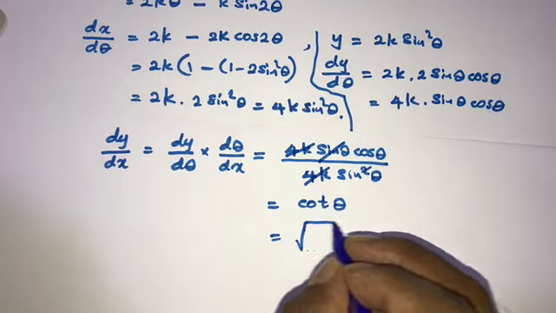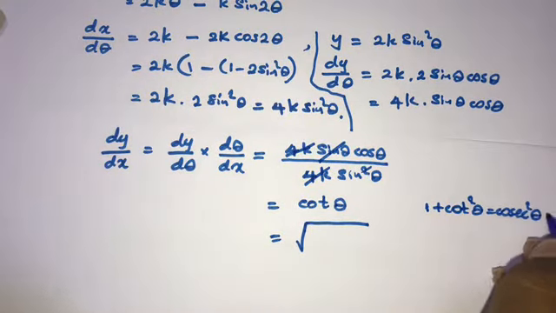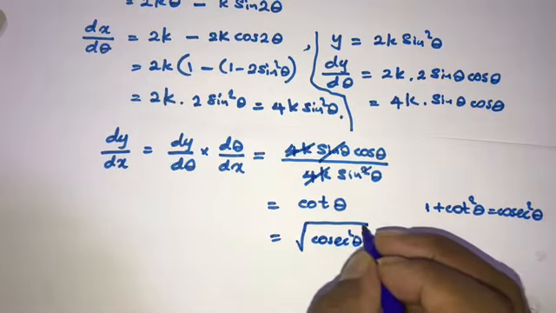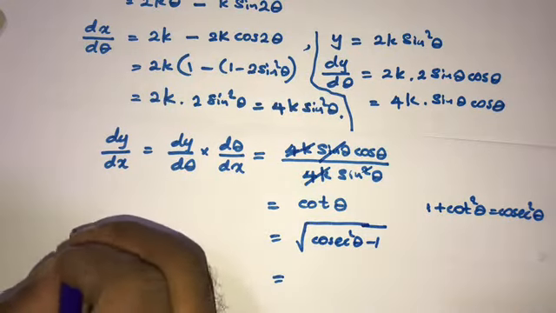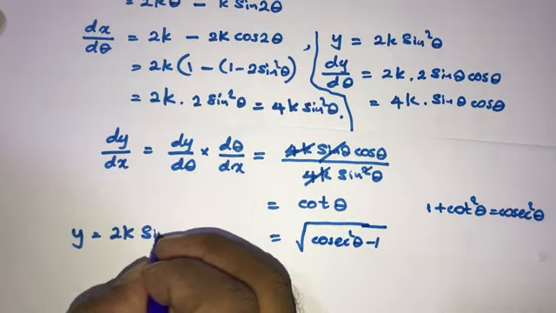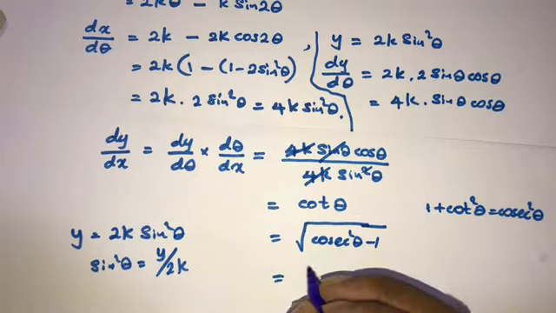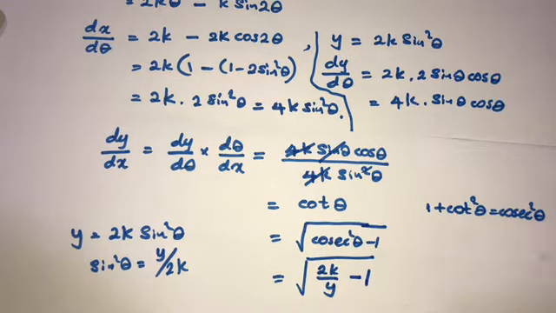And now we know 1 plus cot square of theta is equal to cosec square of theta. So according to this, we can write minus 1. And now we know cosec square of theta is equal to 1 over sine square of theta. At the first, we take y is equal to 2 times k sine square of theta. So sine square of theta is equal to y over 2 times k. So we can write here 2k over y minus 1. So now we can write 2k minus y over y. So this is equal to the derivative of y. So this is the answer.